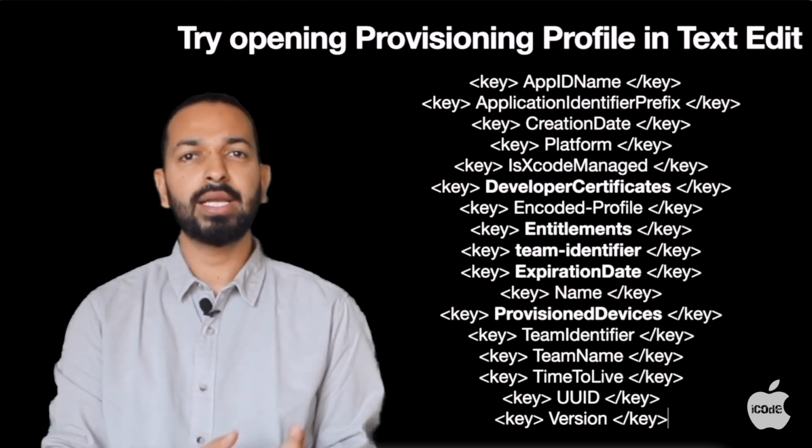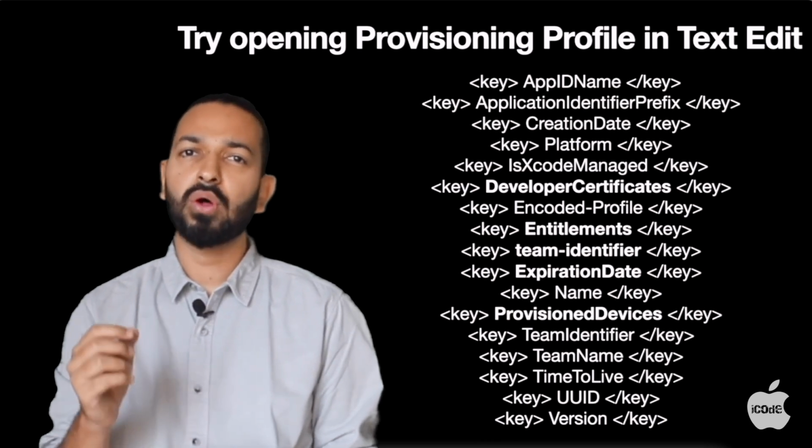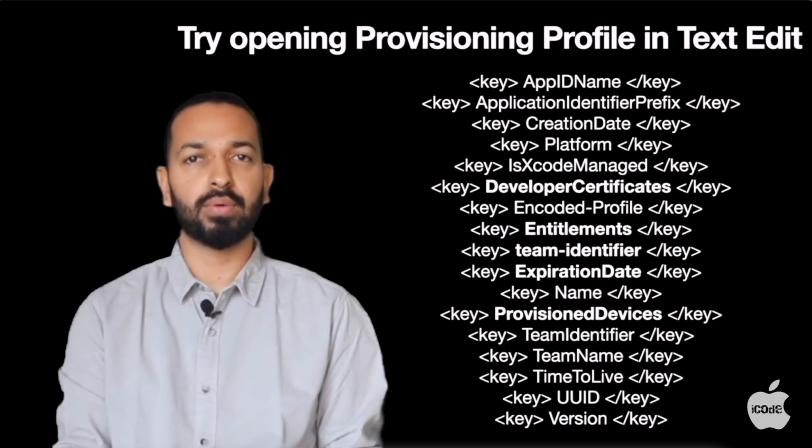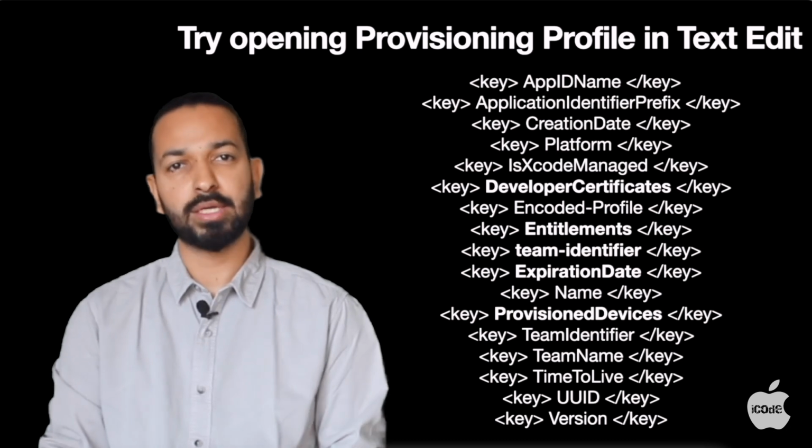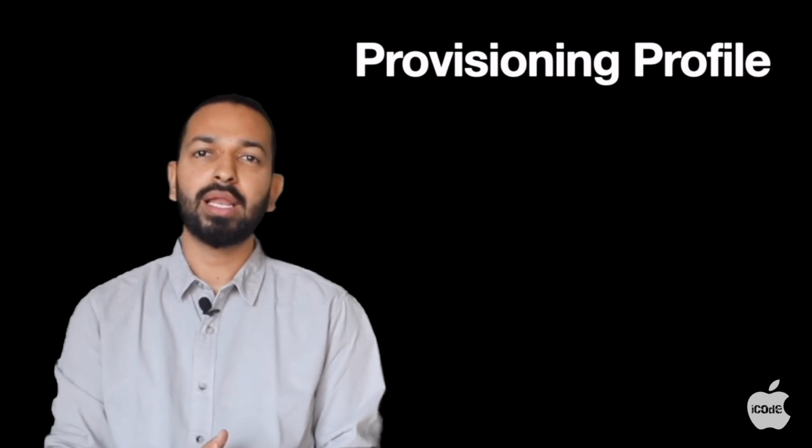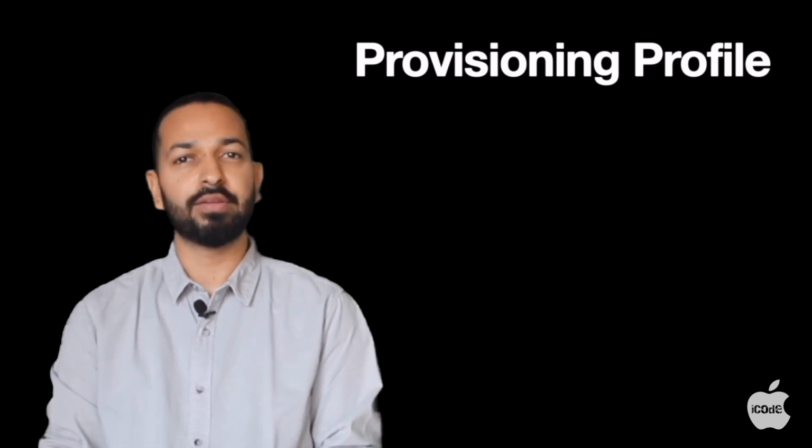And not just the IDs of the registered devices, but profiles also contain the services which should be allowed. These are referred to as entitlements. So before the IPA is made, profiles are downloaded from the developer account, they are embedded in the bundle, and then the bundle is code signed using certificates. Not clear yet? Let's understand by an example.